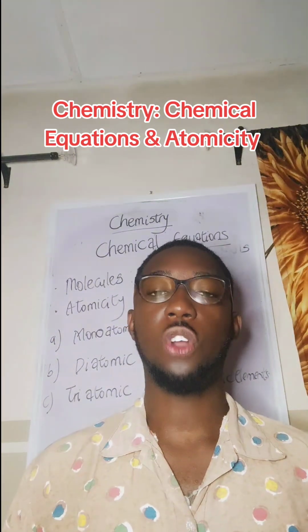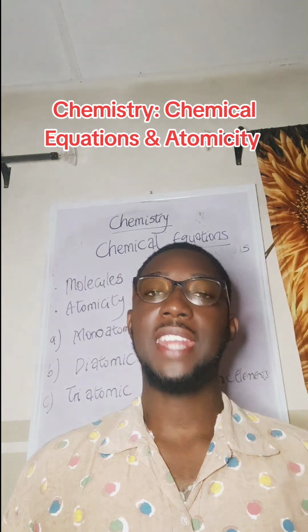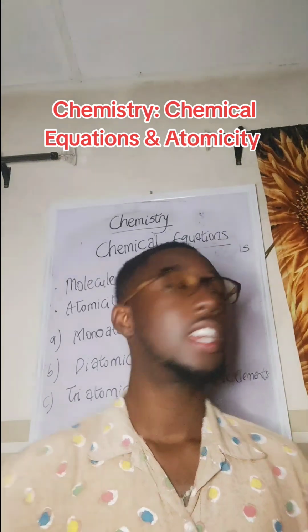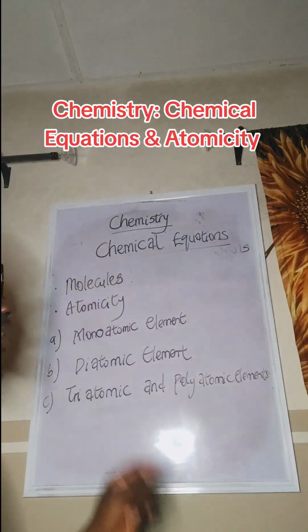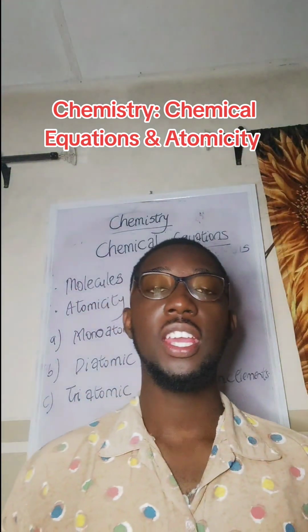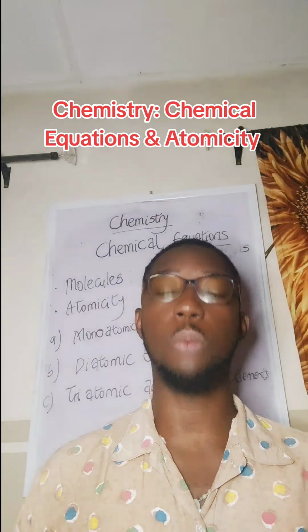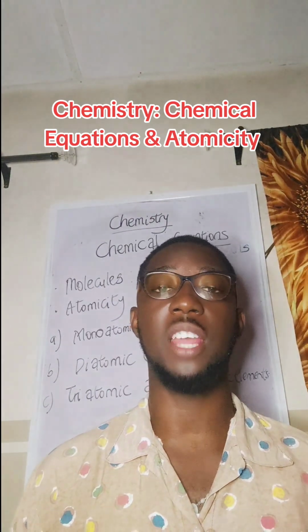So when atoms are combined together, we have molecules, right? Then the second one we have is atomicity. Atomicity is the number of atoms of an element in a molecule.